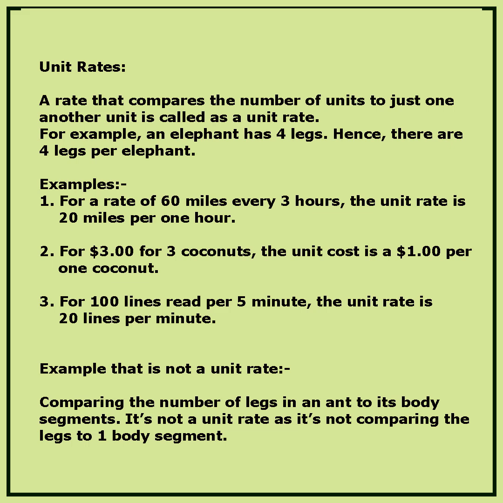Examples. 1. For a rate of 60 miles every 3 hours, the unit rate is 20 miles per 1 hour. 2. For $3 for 3 coconuts, the unit cost is $1 per 1 coconut. 3. For 100 lines read per 5 minutes, the unit rate is 20 lines read per minute.